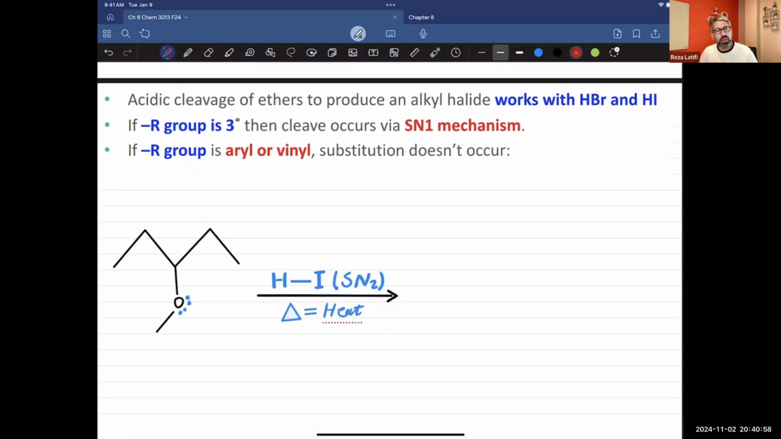Now, acidic cleavage can happen when you have a methyl, primary or secondary carbon. But if you have a tertiary carbon, the mechanism will go through SN1 instead of SN2. Or if you have a conjugated system, a ring or a double bond involved, in that case, an SN2 reaction will not happen, and the reaction prefers to go through different mechanisms.